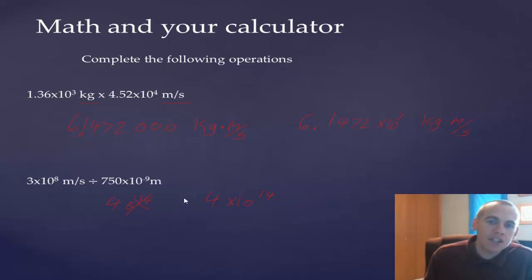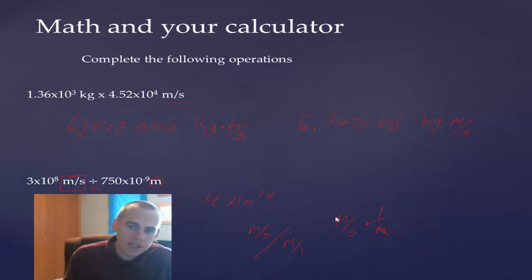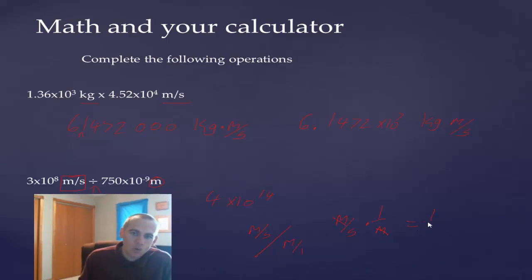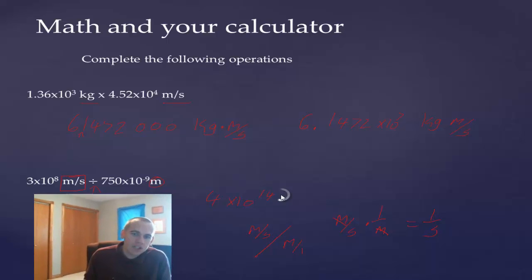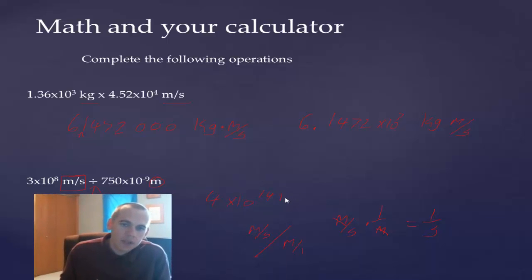But now we have to deal with our units. I took meters per second divided by meters. So meters per second divided by meters, and that's really meters over 1. So this becomes meters per second times 1 over meters. That meter cancels that meter. I'm left with 1 over seconds, or per second. So 4 times 10 to the 14th per second.